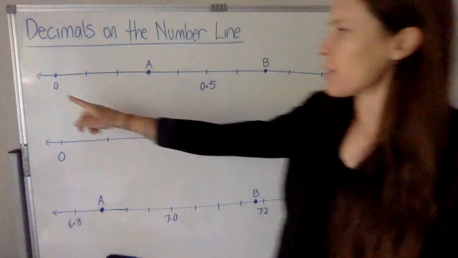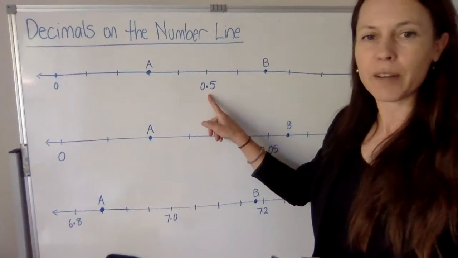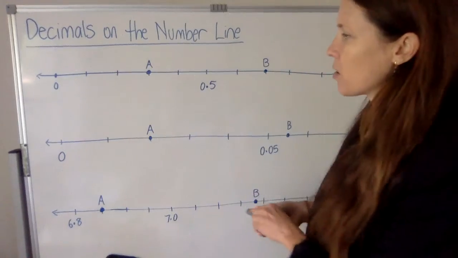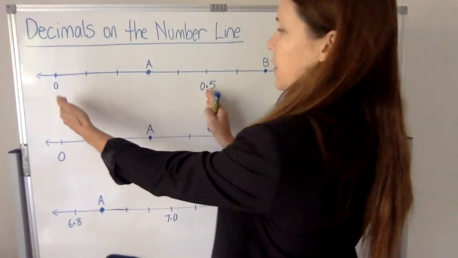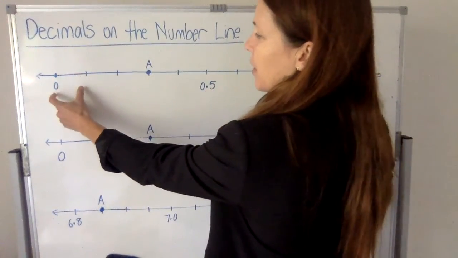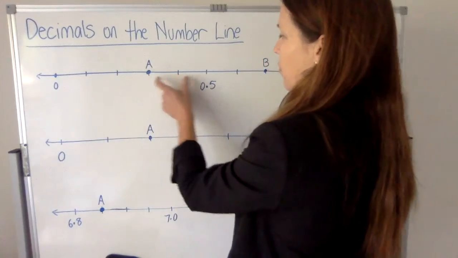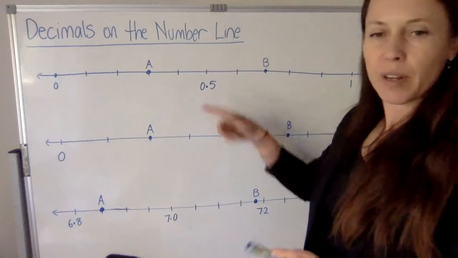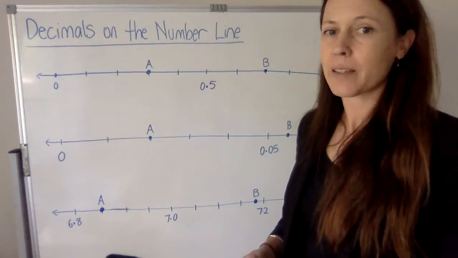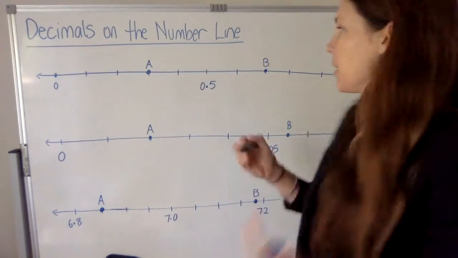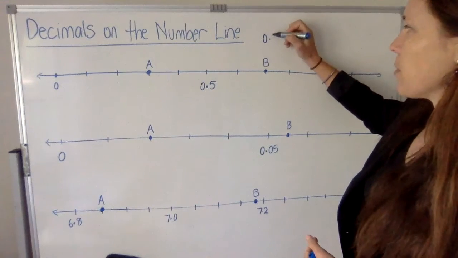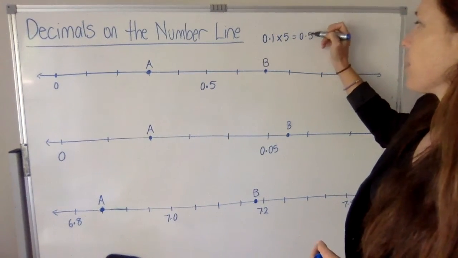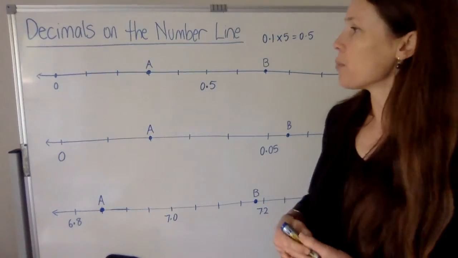On this first one, we know this is 0 and this is 0.5, so we need to work out what we're counting by. Now, instead of counting by the tick marks, it's quite handy to count the spaces because this is the space we're looking at. It's been divided into 1, 2, 3, 4, 5 equal sized spaces. So if you're dividing 0.5 up into 5 equal bits, each one must be 0.1. How do I know? Well, I know that 0.1 times 5 is 0.5.